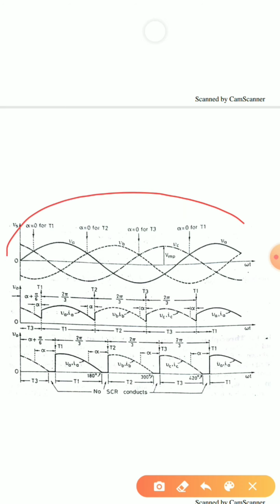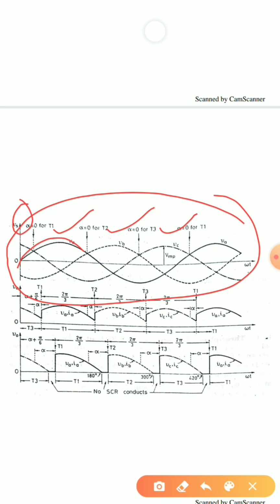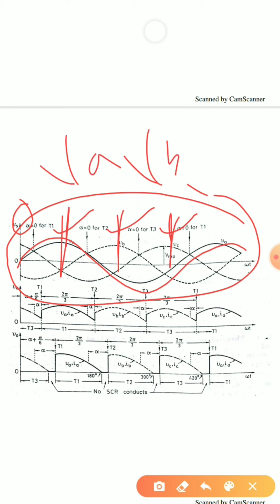So this is the waveform. This is the source voltage. Here we have three phase supplies. My wave starts from here to here. The first peak I am getting here, the second peak here, the third peak here, that is VA, VB, VC. The 3 phases are there, and again it repeats the same ABC sequence.